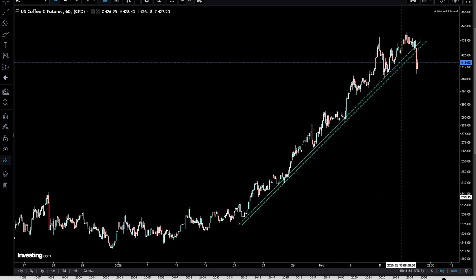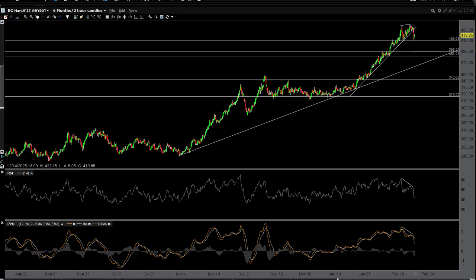In fact, I just covered coffee with you yesterday, and I gave you the same uptrend line there. This is KC Coffee Futures. So boom, we broke down, and that is a sell signal. We hit that first target right there, 409. Coffee bounced. It stops trading.